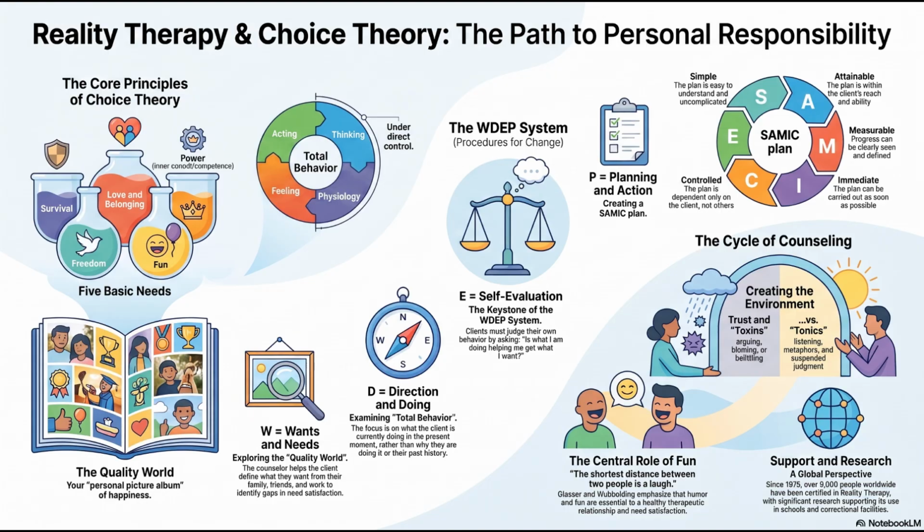Right. Total behavior. Choice theory views all behavior as total behavior, which is made up of 4 interconnected components that are always running simultaneously. What are the 4 parts? They are doing, which refers to your active physical actions, thinking, so your cognition and voluntary thoughts, feeling, your emotions, and physiology, which is your bodily reactions, like a racing heart or sweating.